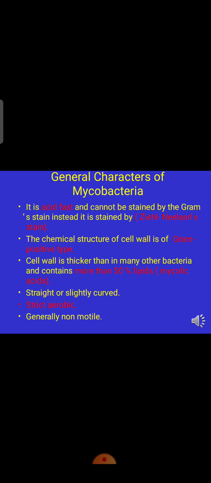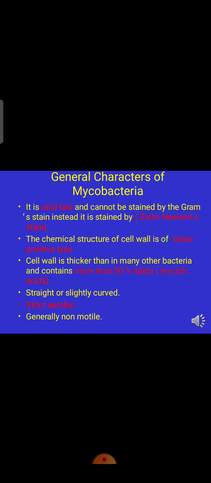Now, general characters of Mycobacteria. Just to remind you about this bacterium, it is an acid-fast bacteria, that is to say, it cannot be stained with the usual Gram stain, but needs to be stained with a special stain called the acid-fast stain. And one technique of the acid-fast stain is the Ziehl-Neelsen staining technique.